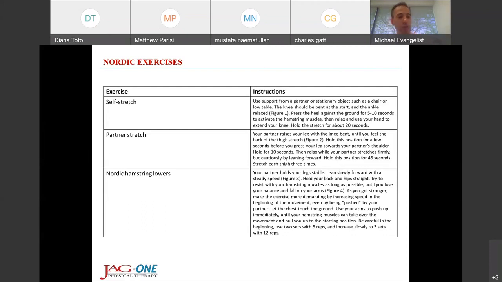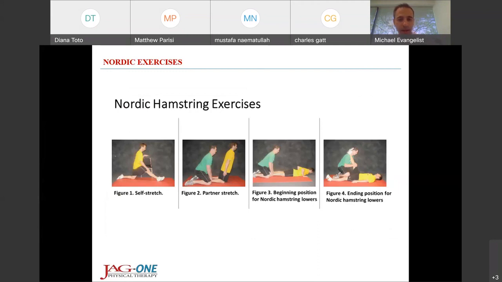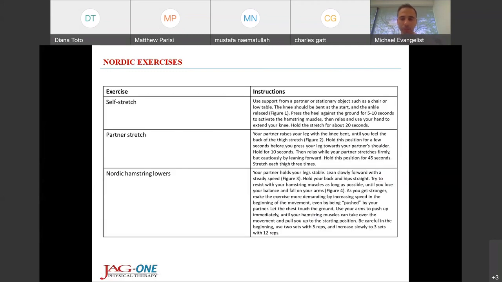All right, and then the next one is the Nordic hamstring lowers. You're going to see that here in figures 2 and 3, actually. On that one, your partner holds your leg stable, leans forward slightly with a steady speed. That's the key, steady speed. It's very easy for your partner just to drop down, right? So you have to make sure it's controlled. Hold the back and hips straight.